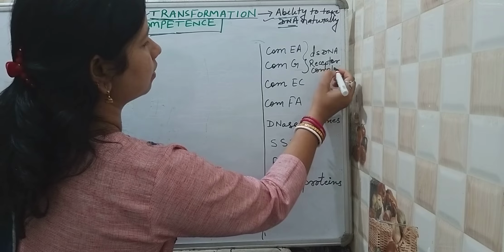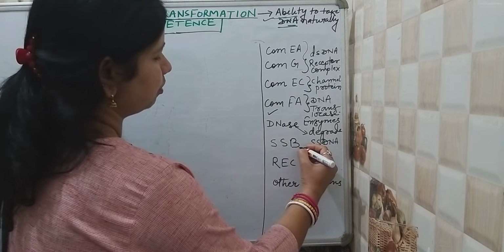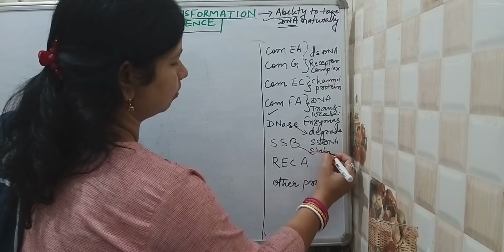Now, what does DNase enzyme do? DNase enzyme degrades the single-stranded DNA of the incoming exogenous DNA, and SSB provides stability to the single-stranded DNA which is left over, along with RecA protein, which further helps in recombination, along with other proteins. So these are all the functions of the different competence proteins.